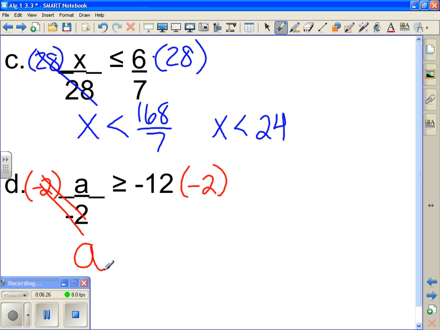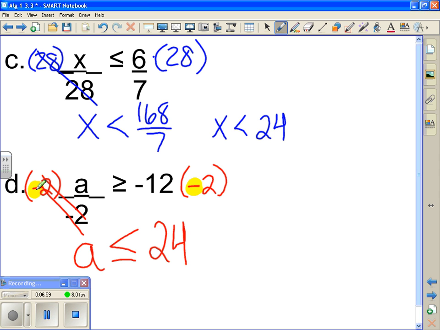What's -2 times -12? 24, you say? Very good. Now, our greater than or equal to? That's right. Got to become a less than or equal to because we multiplied by negative -2 on both sides. That's what switched it. All right, so now that you've mastered the multiplying part, let's move on to the division ones.